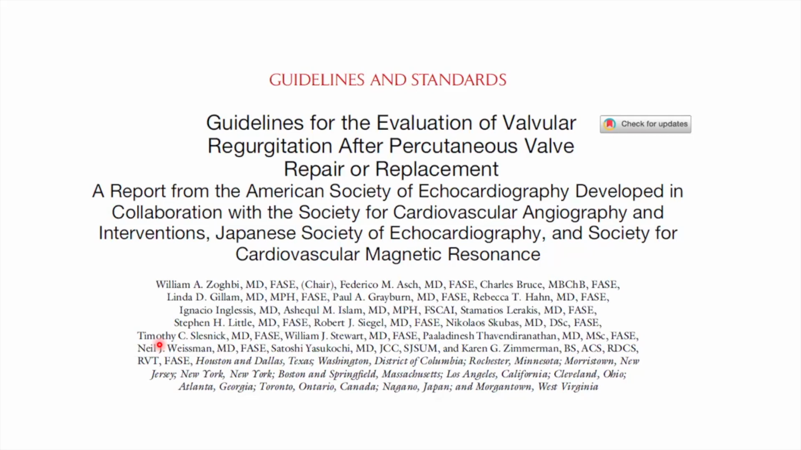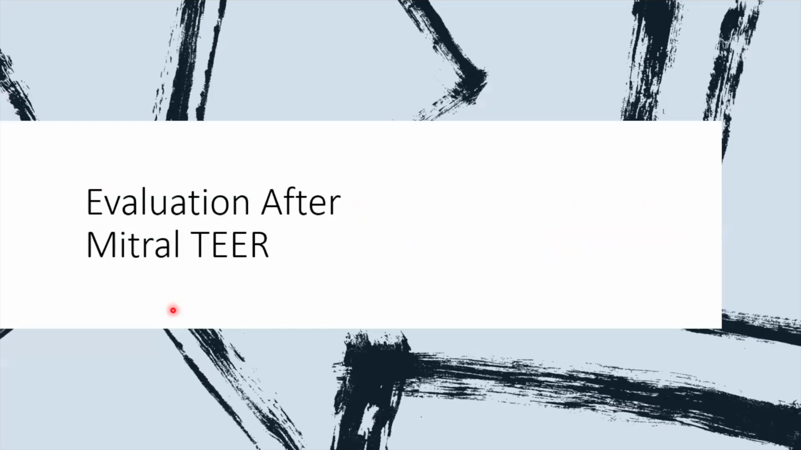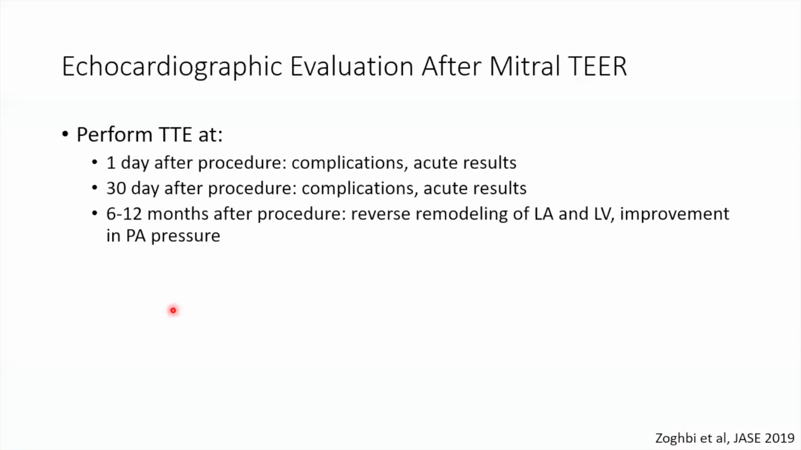A consensus guideline was provided by the ASE in 2019 through this paper called Guidelines for the Evaluation of Valvular Regurgitation After Percutaneous Valve Repair or Replacement. They weren't focused just on TEER, but certainly transcatheter edge-to-edge repair was a major component. So I'm going to first go over evaluation of mitral TEER.